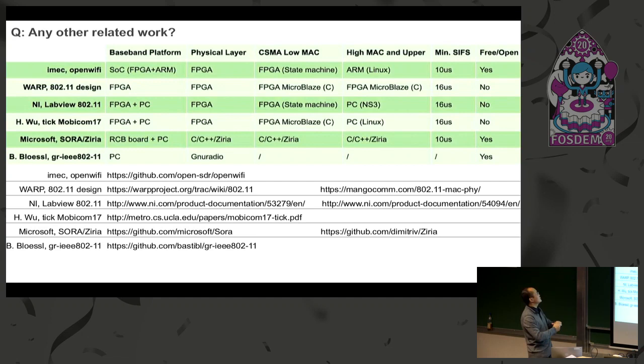And also, this work is also quite good. They also design an FPGA Wi-Fi implementation, and they also support MIMO. But they use a PC running Linux. They set up a USB link between the FPGA board and the PC. Compared to them, I think our unique point is the SoC. Our Linux and the Wi-Fi are on the same chip.